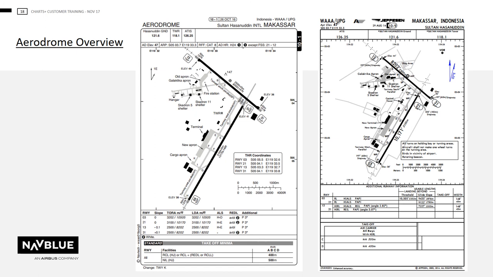In this slide, you'll see the key differences between NavBlue and Jeppesen's aerodrome charts.